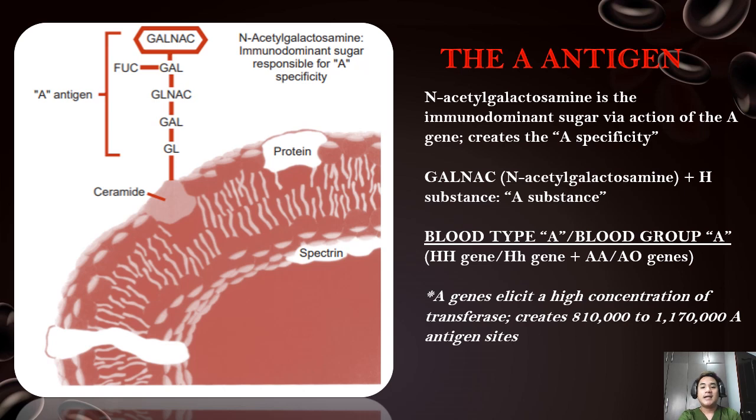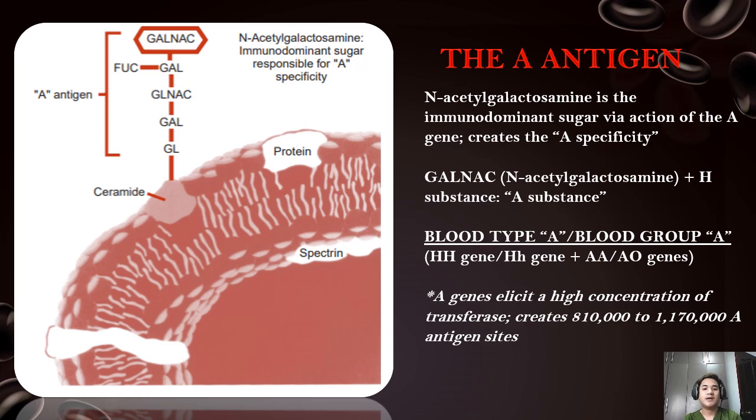of your A antigen. In more technical terms, the glycosyltransferase converts the H antigen into an A antigen via addition of the N-acetylgalactosamine to the H substance. The GalNAc-H substance linkage is now referred to as your A substance, where your immunodominant sugar is the terminal N-acetylgalactosamine, which also builds now your A specificity.